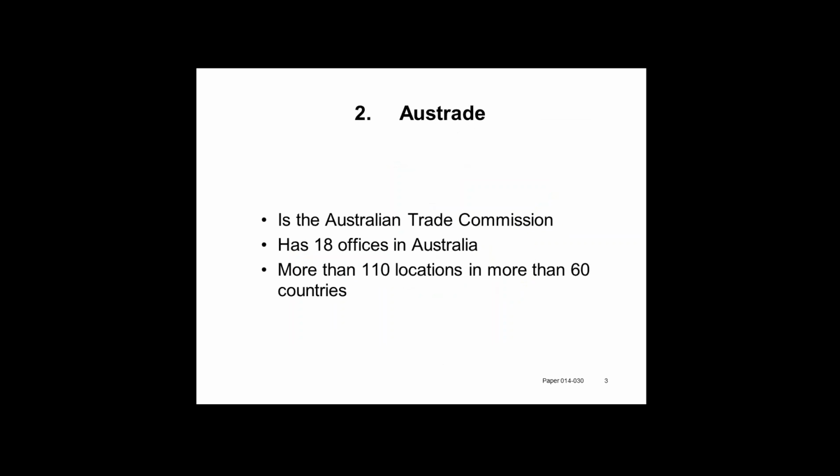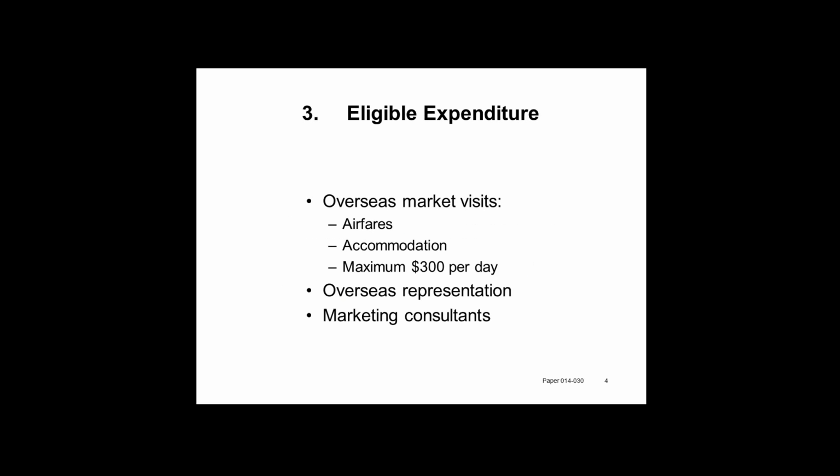The grant is administered by Austrade, which is the abbreviated name for the Australian Trade Commission. It's got 110 offices around the world and 18 in Australia, so it's got a fair representation of what's going on in over 60 countries. So what's included?